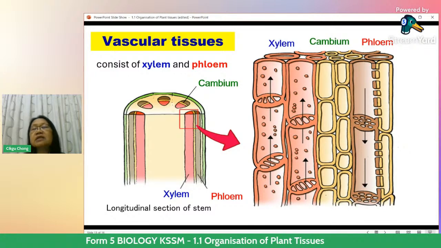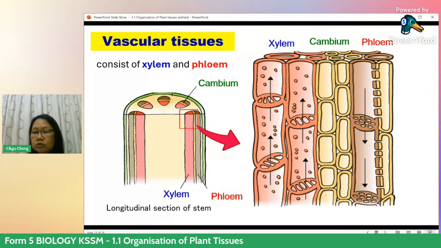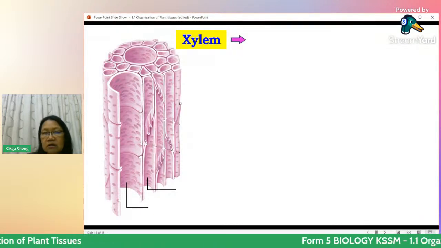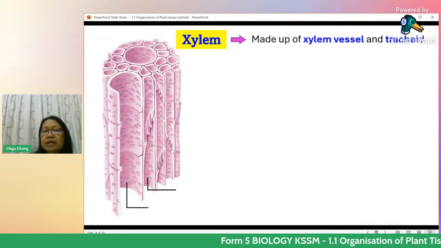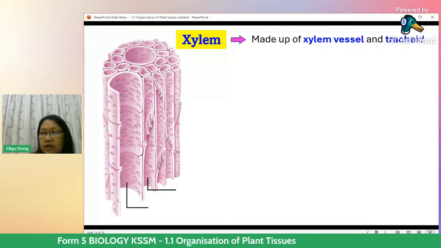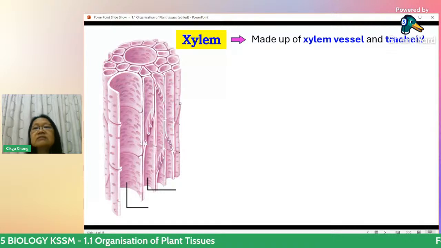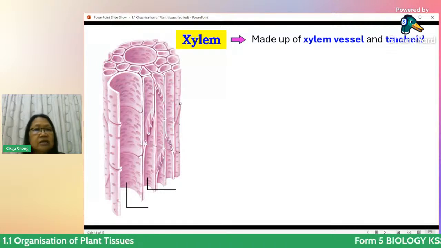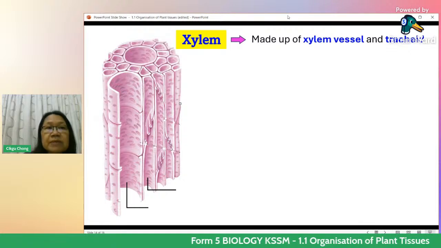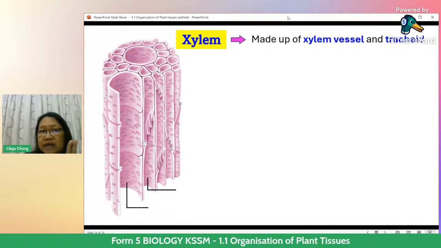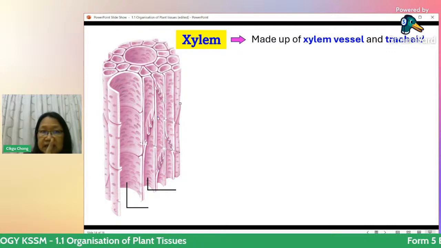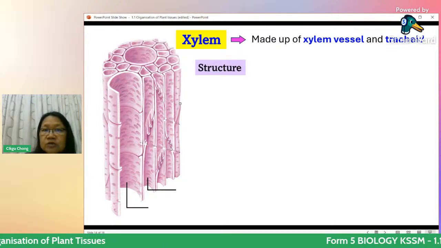Okay, let's look at the details. Cambium we won't do today. Now xylem, let's see xylem. This is a longitudinal section of xylem, made up of two types of tissue. So remember the two types of tissue in the xylem: we call them xylem vessel and trachea. Xylem is collectively just to transport water, but actually inside there are two types. You can see clearly here, one has a bigger diameter and the other has a smaller diameter.